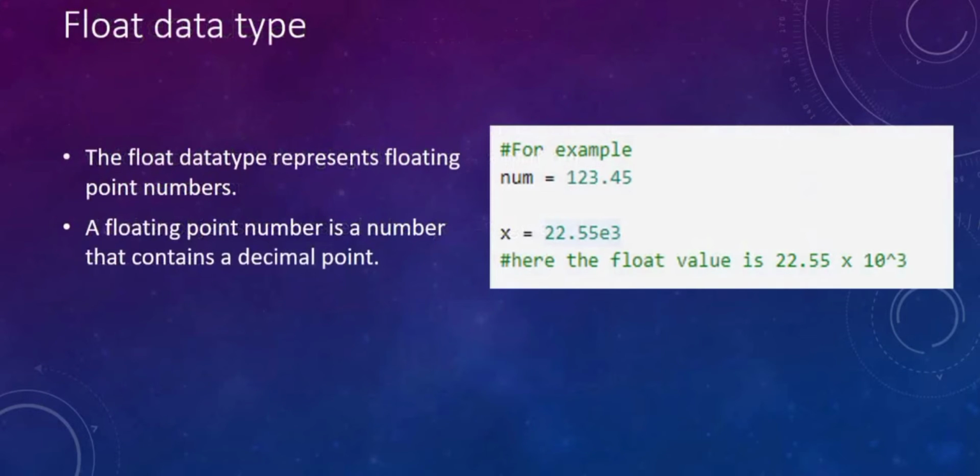Next we have the float data type. The float data type represents floating point numbers. A floating point number is basically a number that contains a decimal point. For example, in the given example we have num is equal to 123.45, and x is equal to 22.55 exponential power 3. Here the float value is 22.55 into 10 raised to the power 3.